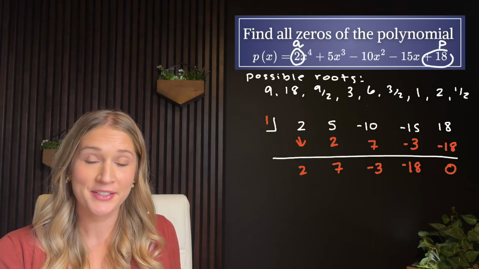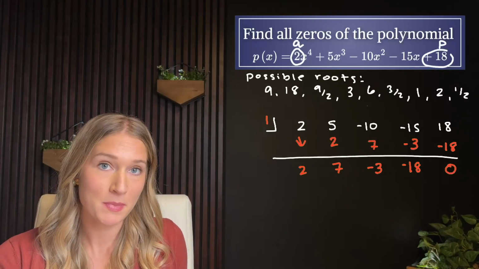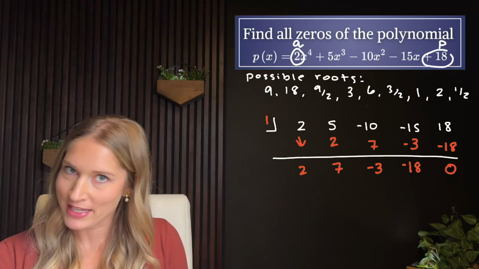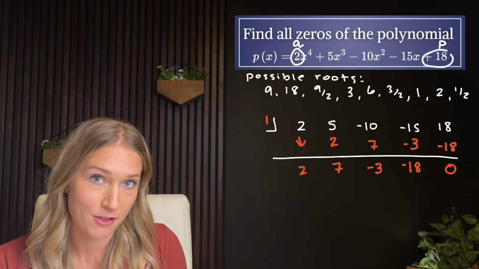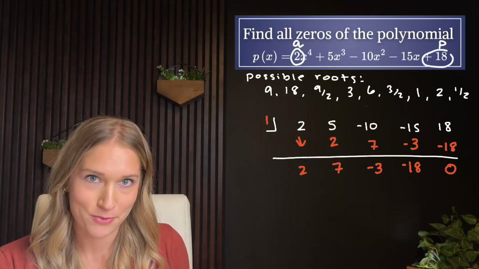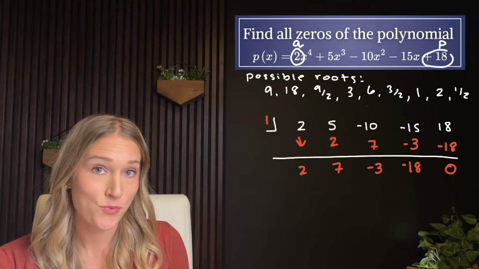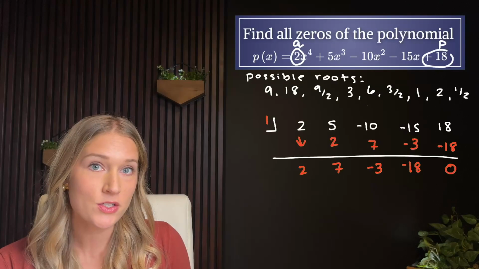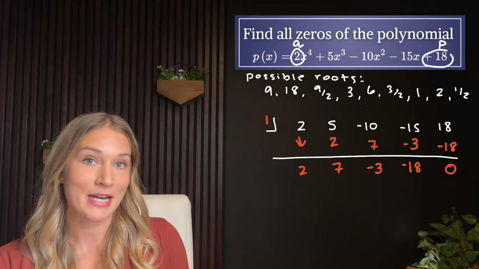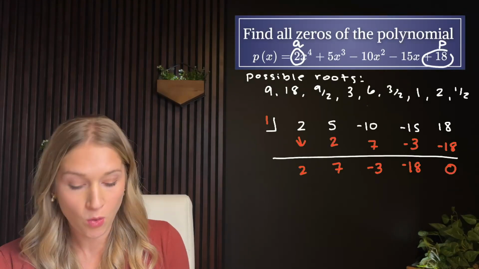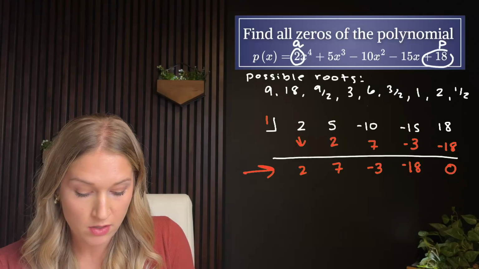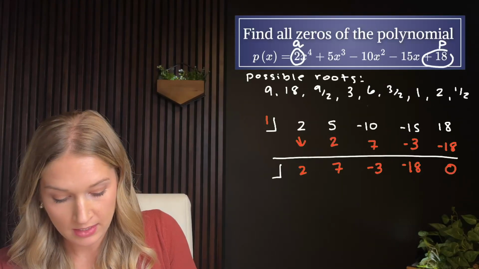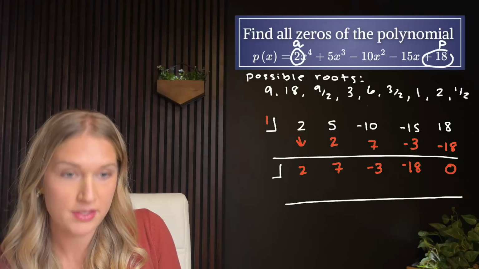And it did work. I ended up with a remainder of 0, which means that positive 1 is one of our zeros. It also means that x minus 1 is a factor of this polynomial, but that's not important right now. We're just trying to find our zeros. So 1 is a 0 of our polynomial. Now we can keep going. We continue on with our synthetic division. We can either start back over at the beginning, or we can use this new row that we've created. So I'm just going to start from there, and I will do synthetic division on this row.